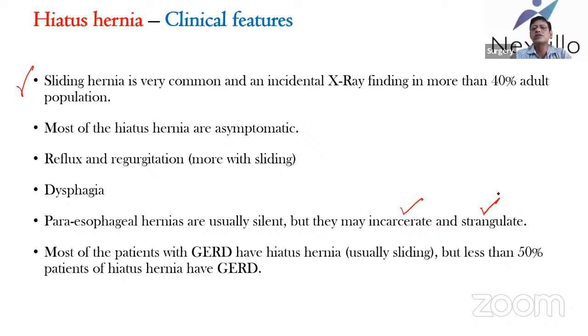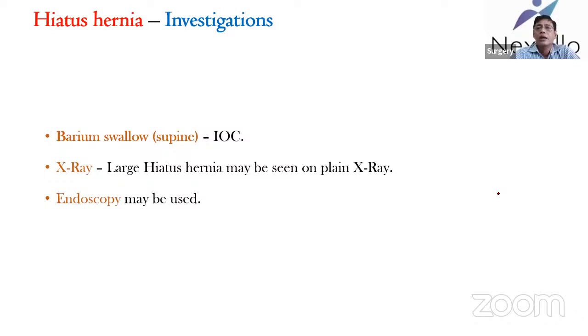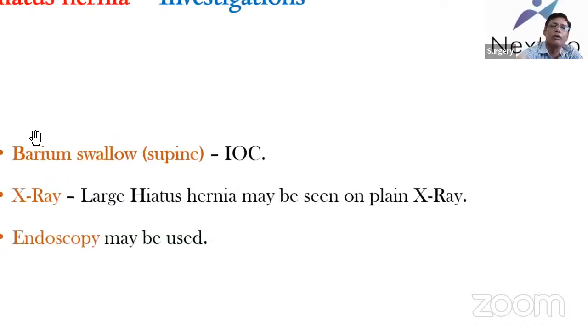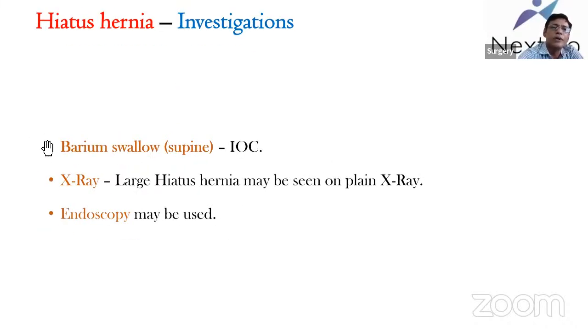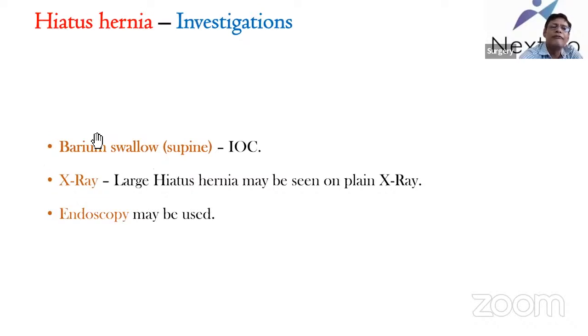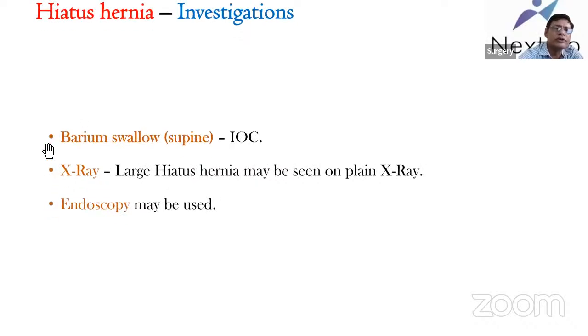And once we suspect that the patient may have the hiatus hernia, what should we do? We should definitely investigate the patient. Now, the investigation of choice for hiatus hernia is the barium swallow, especially a supine film. This is the investigation of choice.